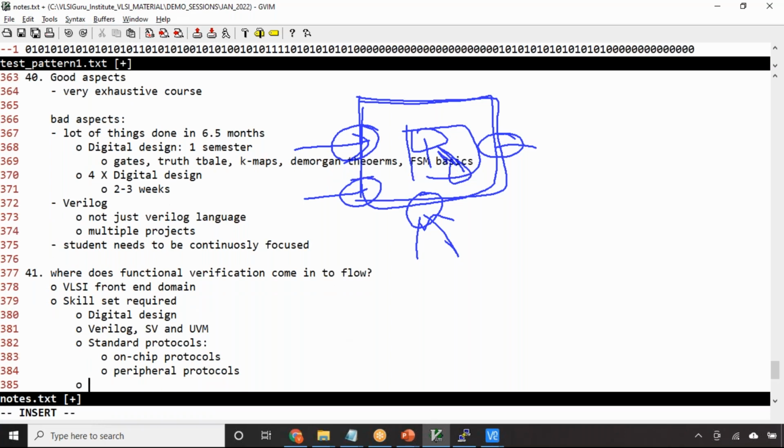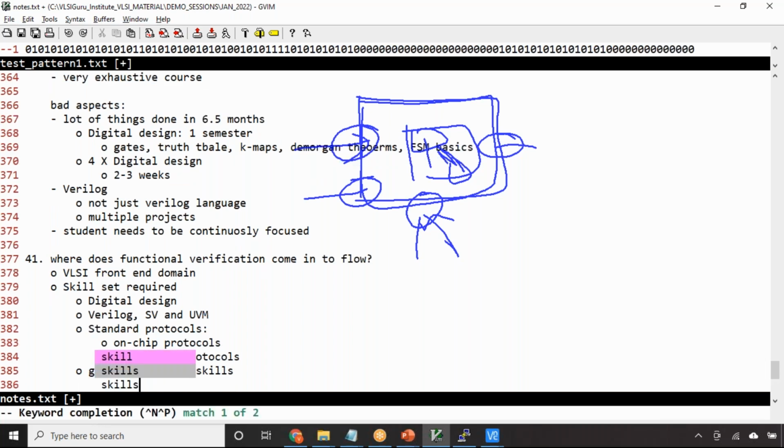Other than that, you should be good with programming skills. Good programming skills means you should be good with this kind of typing. You might have noticed that I generally type quickly. So I use some techniques. For example, I want to get skills.